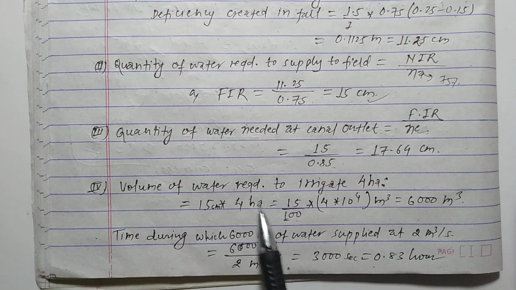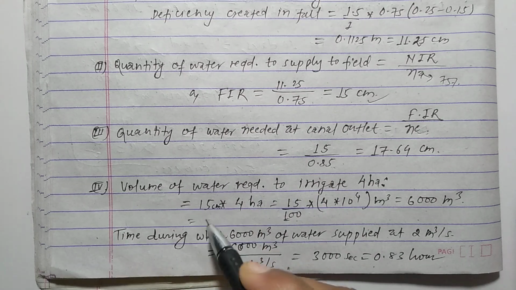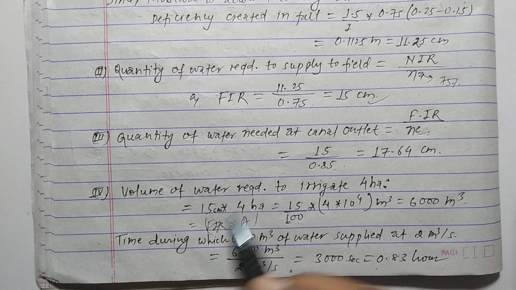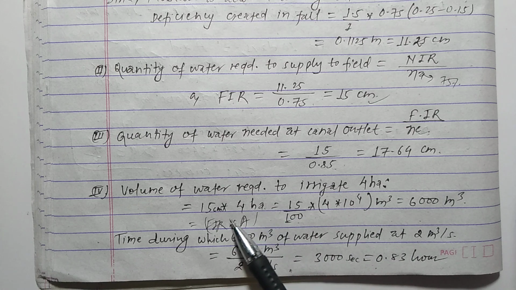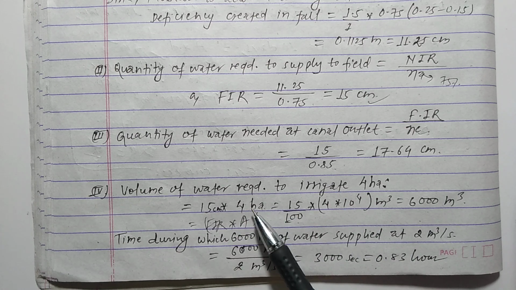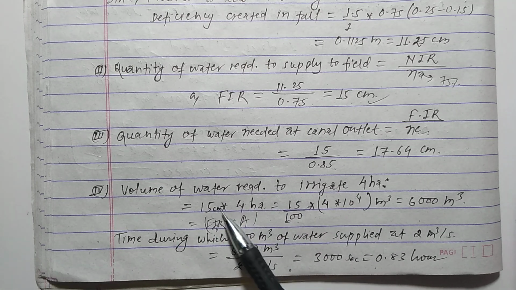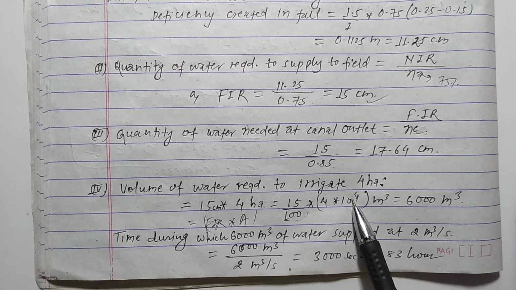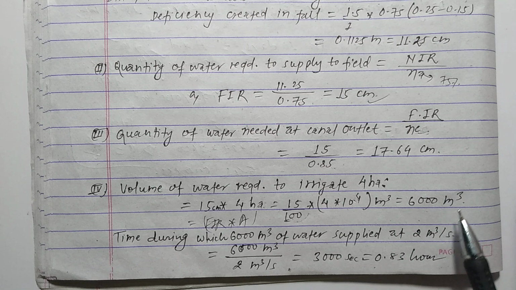Now we have to calculate the volume of water required to irrigate 4 hectare. So for 4 hectare we have to multiply the value of FIR, or you can say, FIR into area. The value of FIR we have calculated is 15 cm into 4 hectare. But we have to convert these two different values into the same unit. For cm into meter, we just divide by 100, and for hectare we just multiply by 10 to the power 4. After calculating, we get the volume of water required to irrigate 4 hectare equal to 6000 meter cube.